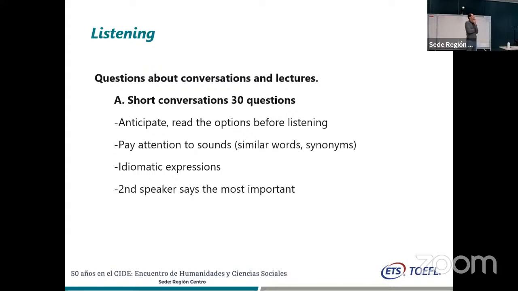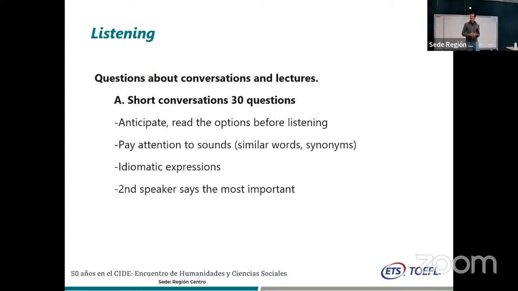Idiomatic expressions. This is an interesting tool for learning English, because the more idiomatic expressions that you know, which are not literal, the better. So what do I mean by idiomatic expressions? Later we will see one that deals with "last", and sometimes the word "last" has several meanings. We will see in just a minute.